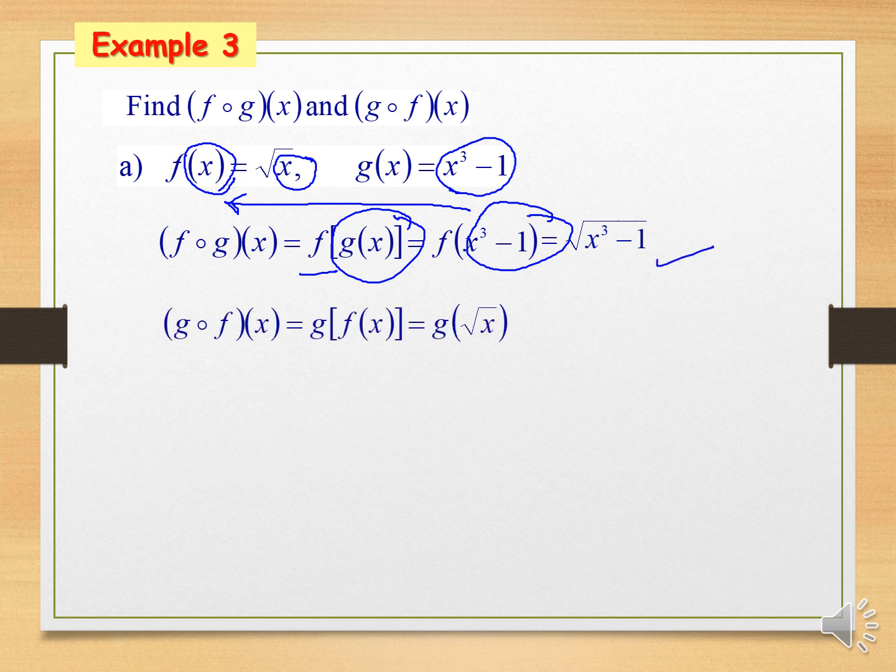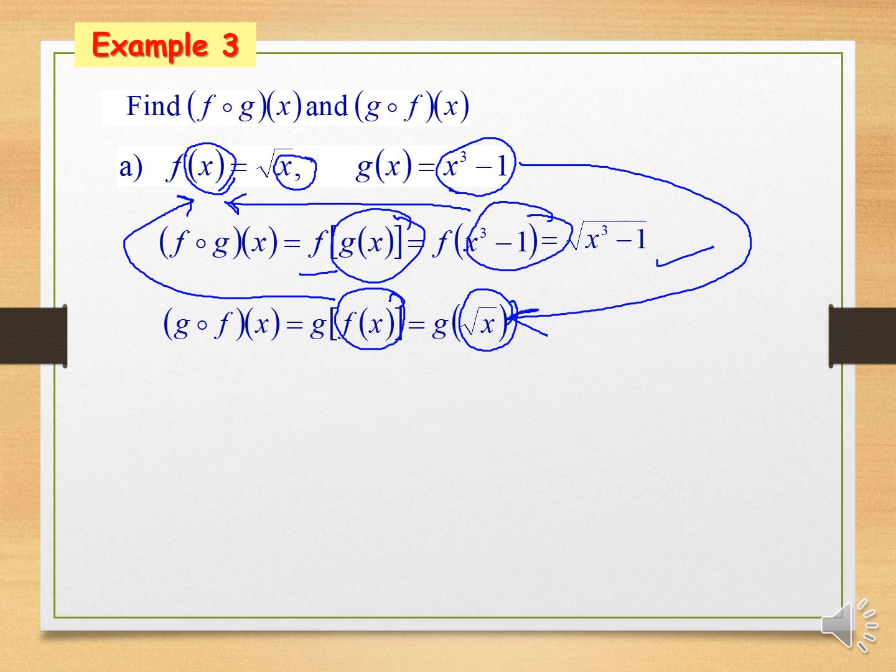For g composite f(x), it equals g(f(x)), where f(x) is the input for function g. f(x) equals square root of x. Now, square root of x is the input for function g. If we have g(x) equals x cubed minus 1, now if we have g of square root of x, we change the input as square root of x to the power of 3 minus 1.